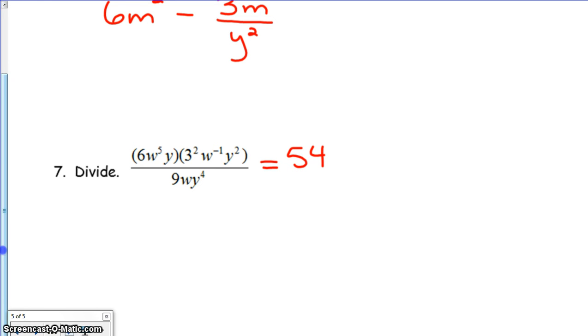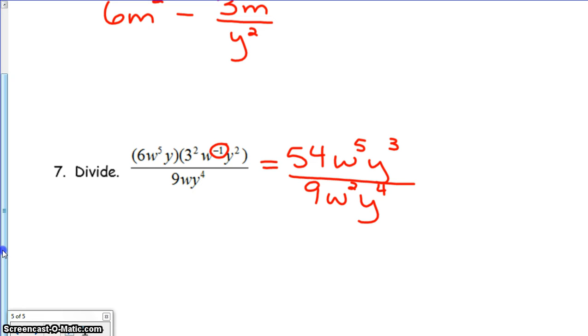We get w, oh, that's w to the negative 1. So actually that one goes to the denominator. So we get w to the 5th in the numerator, and then y to the 3rd power. Our denominator is going to change, so we have 9w squared because this negative 1 on our w went down to the denominator, and then y to the 4th doesn't change.